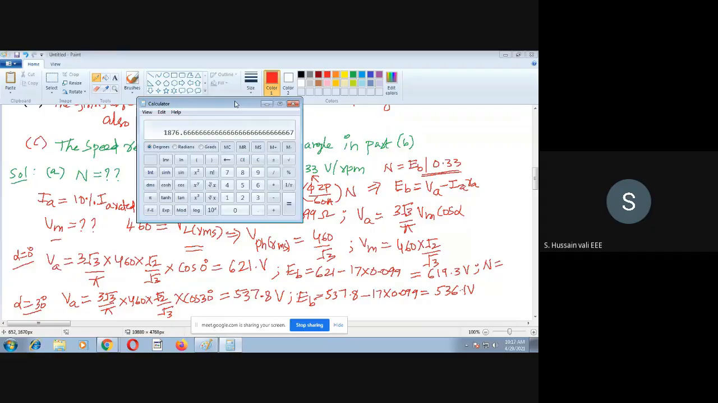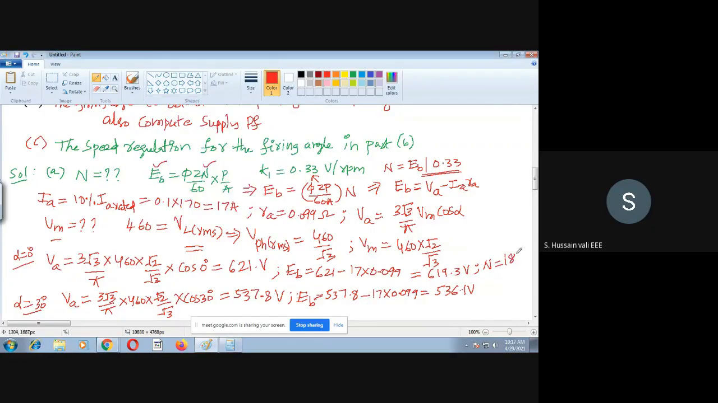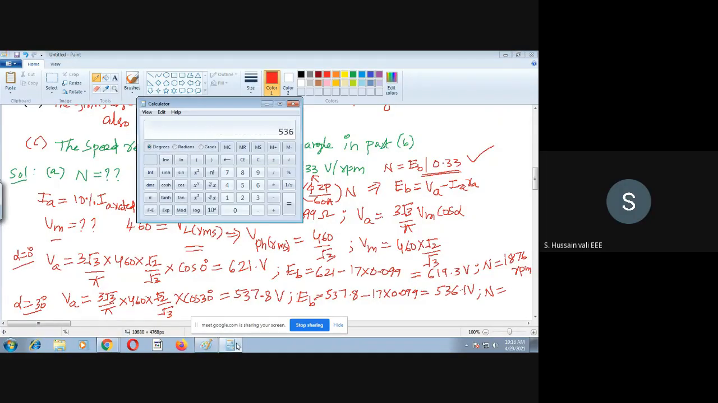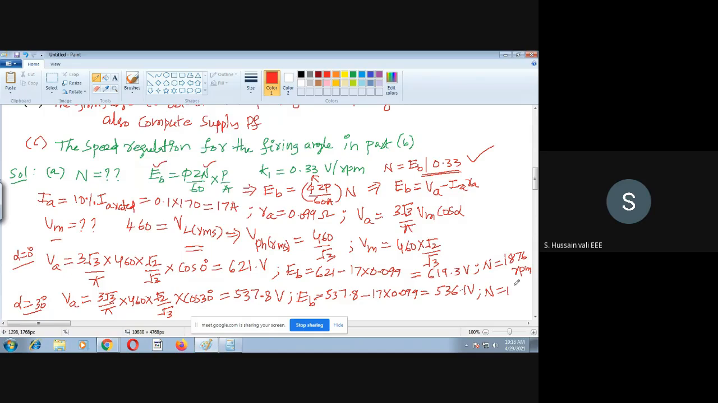So 1876 RPM is the speed we got here. How did we get this? We got it from the equation N is equal to Eb by 0.3. Similarly, what is the N value here? 536.1 divided by 0.3, so 1624. That's it. This is how we find out the speed. So the first problem is over.